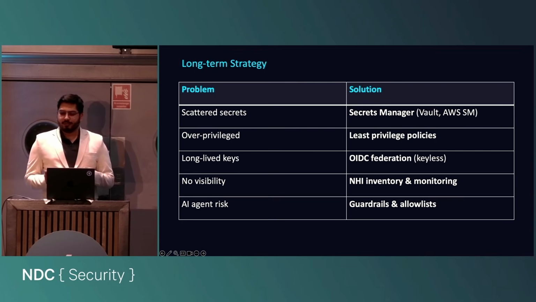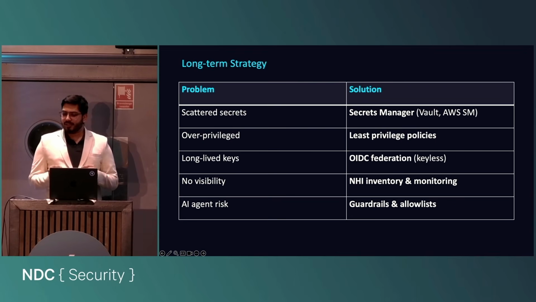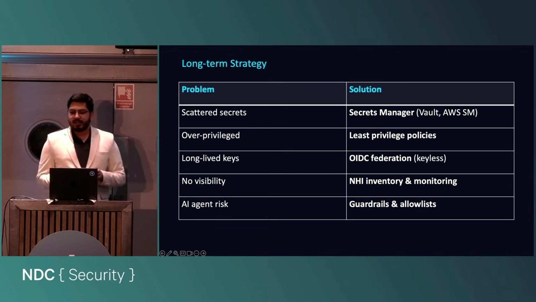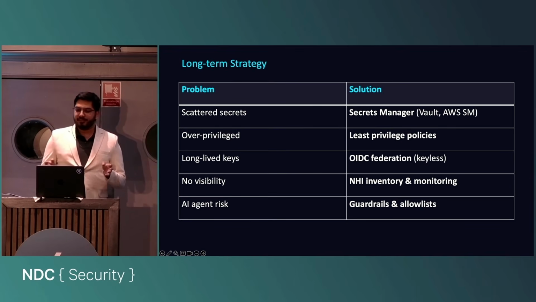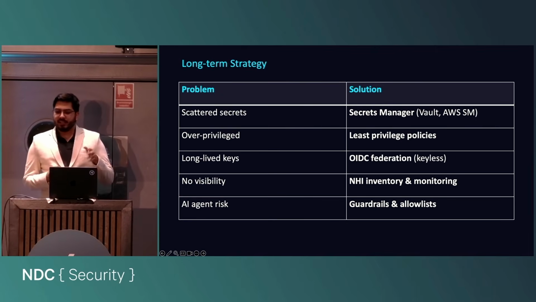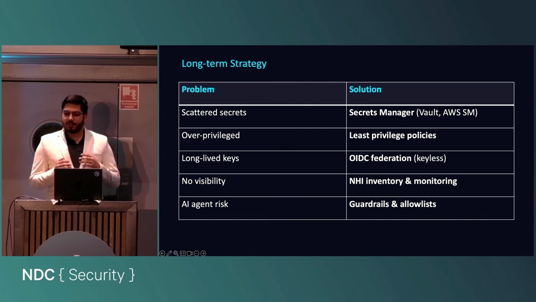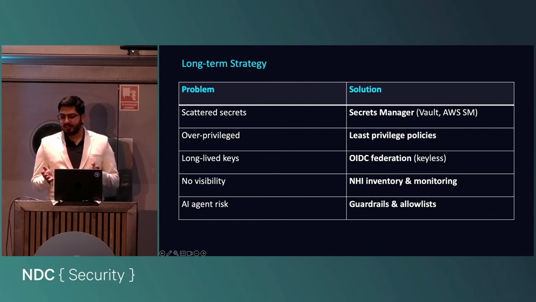Keyless is the future. GitHub Actions, AWS, GCP, they all support OIDC Federation. And have an inventory of your NHIs. You need visibility. You cannot secure what you can't see. And yeah, have AI agent guardrails. If your agent can make HTTP requests, it should have a URL allow listing.